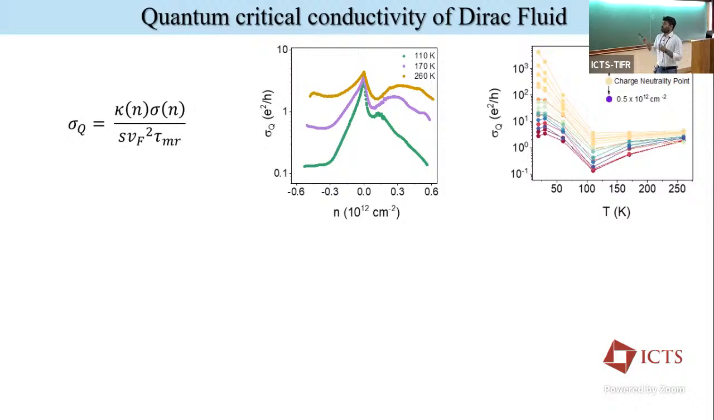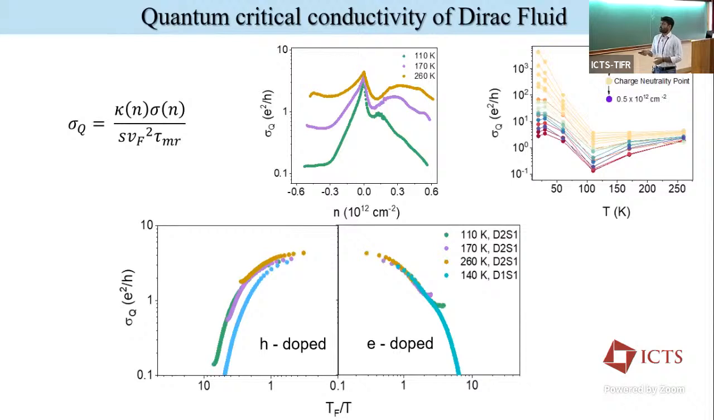And we also find that this quantum critical conductivity has this beautiful, universal nature across all temperatures and devices that we have measured, whether it's in the valence band or the conduction band that we are trying to check. We don't understand this, to be honest, if at all there is any kind of universality here, but it's something that we are still trying to look at and understand.